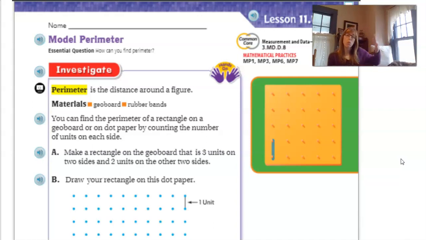So if you look at my walls, you can see that there's wallpaper up there, okay? So perimeter measures the outside. So if you were going out to your yard and you put up a fence, you would measure the distance around your yard. That's the perimeter, okay? So perimeter is the distance around a figure.